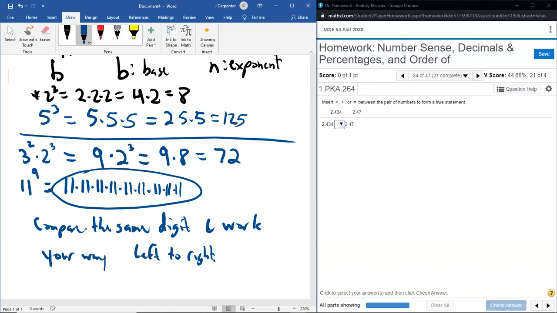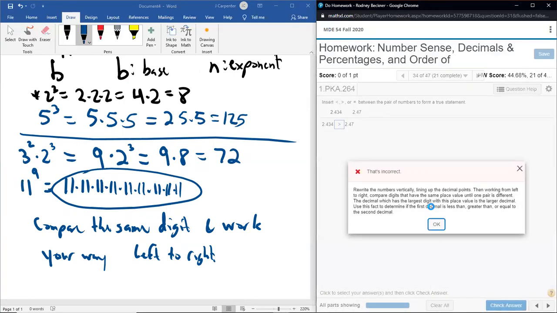You have to compare a hundreds to a hundreds. If they're the same, then you compare a tens to a tens. If they're the same, then you compare a ones to a ones. If they're the same, then you compare a tenths to a tenths. Some people will mistakenly think, oh, this number has more digits, so that's the bigger number. I'm going to say it's greater than. I'm going to check it, and it says it's wrong, and it gives me some instructions that I'll let you go over on your own, or pause this on the replay.